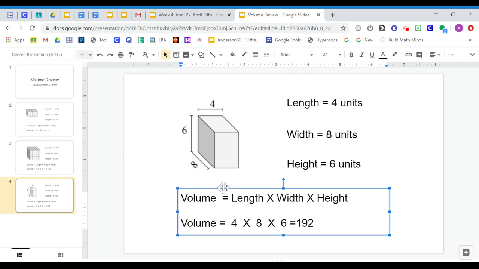In order to find volume, you just need to know your length, width, and height, and multiply those three numbers. Length times width times height.